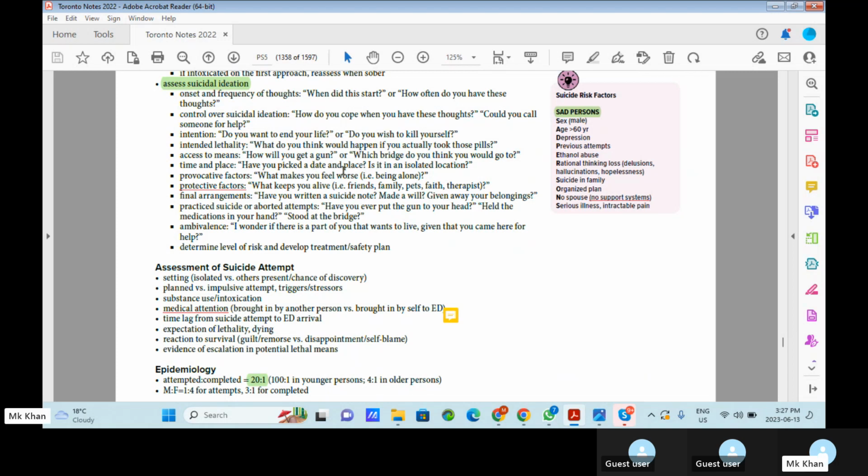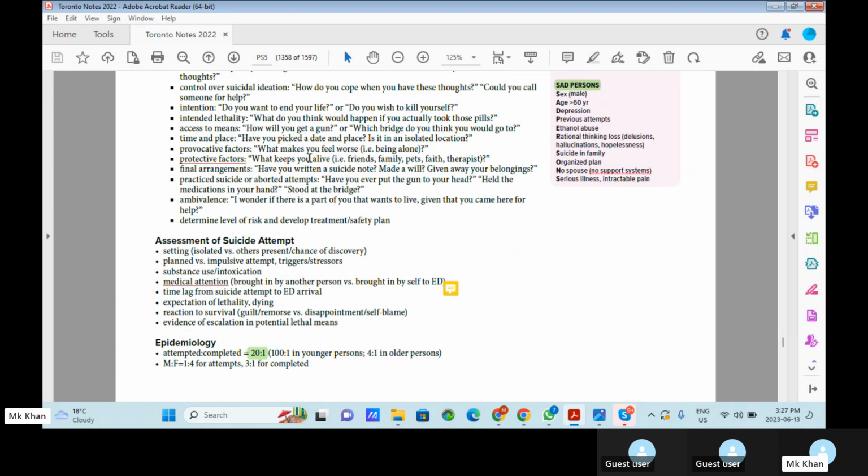All these questions, then provocative factors: what makes you feel worse? Protective factors: what keeps you alive? And then final arrangements: have you written a suicide note, made a will? These questions are to judge the severity, like how seriously the patient is thinking about suicide.